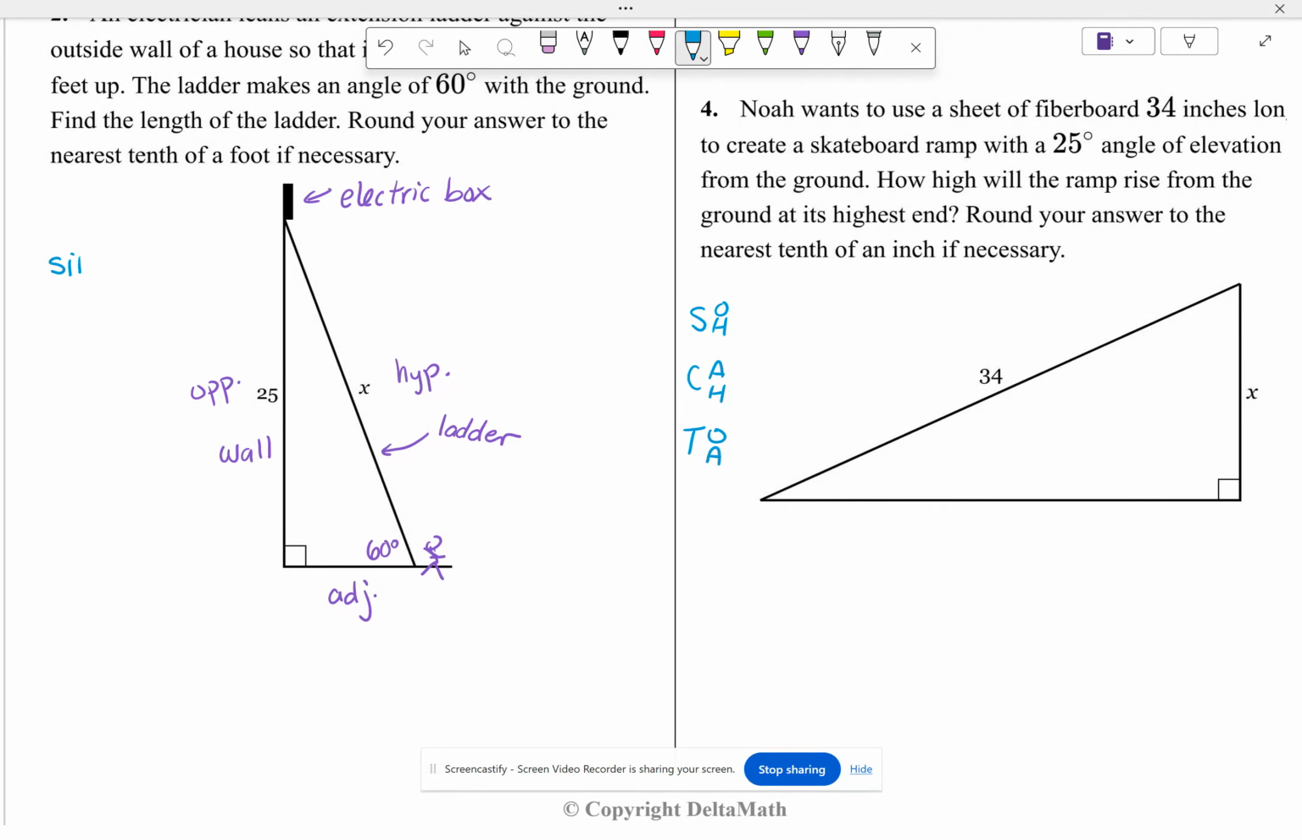So the sine of the angle, this time it's 60 degrees, is equal to, the opposite comes first, so that goes on the top and the numerator of my fraction, and x comes second, so that's going to go in the denominator. Since my variable is in the fraction, I'm going to crisscross multiply to solve. So I get x times the sine of 60 is equal to 25 times 1.